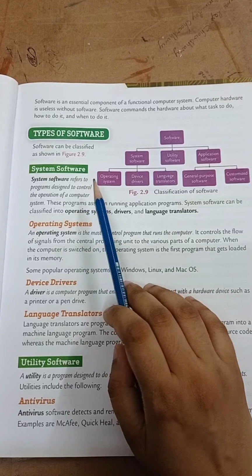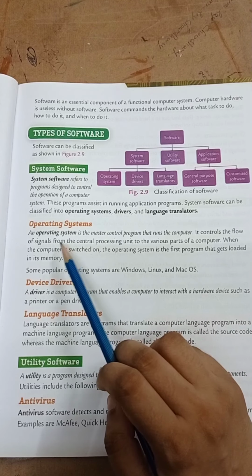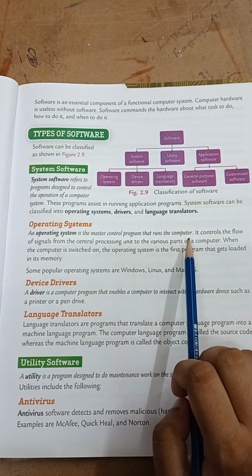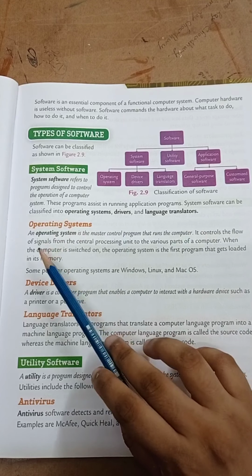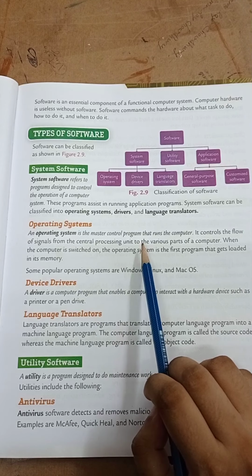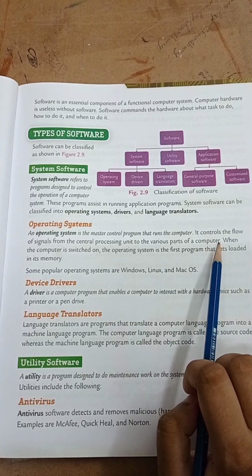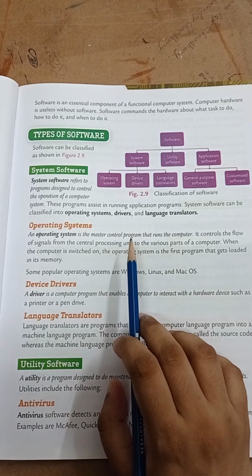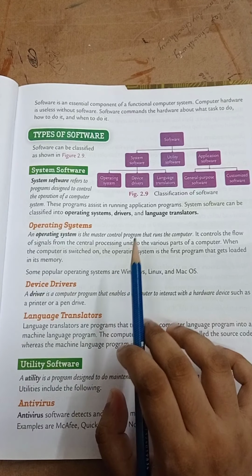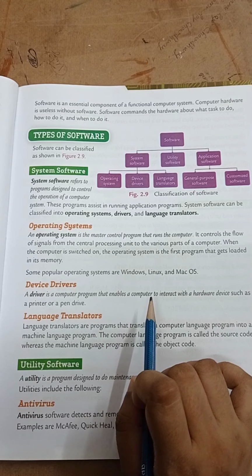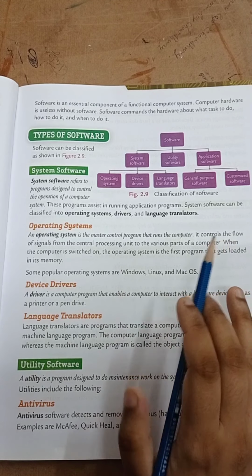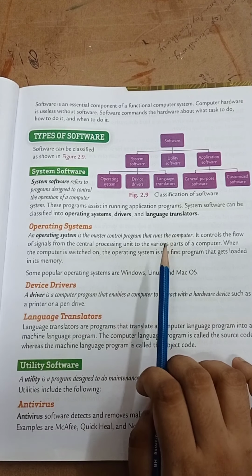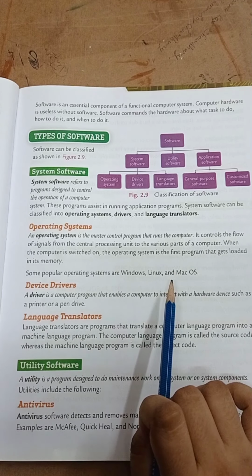So the first system software is operating system. An operating system is the master control program that runs the computer. It controls the flow of signals from the central processing unit to the various parts of a computer. So, the operating system is the main program that runs the computer, and it also controls the signals from the CPU to various parts of the computer.